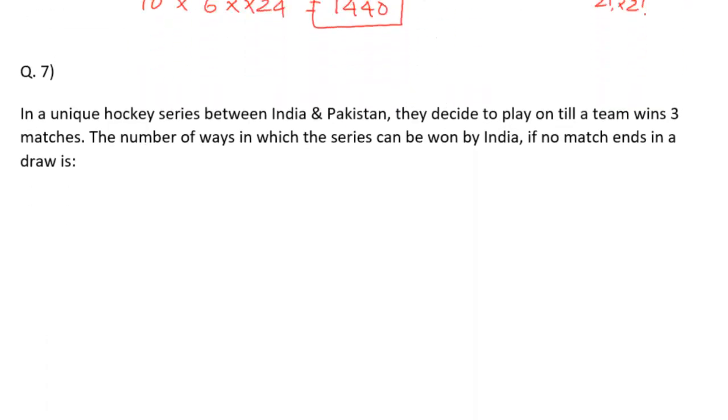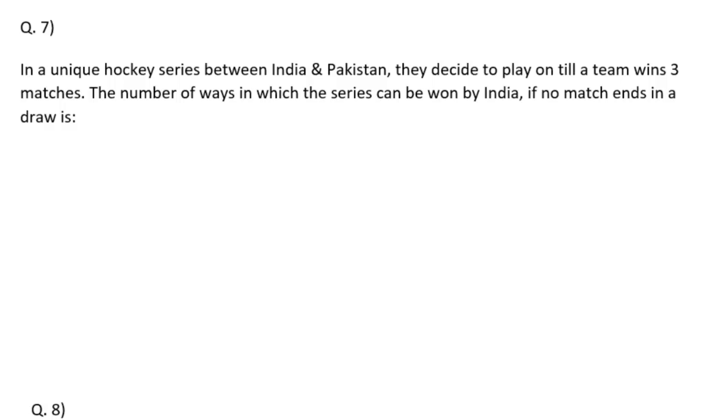Question number 7. Here it says that in a unique hockey series between India and Pakistan, they decided to play on till a team wins 3 matches. The number of ways in which this series can be won by India if no match ends in a draw. So if the series ends when any of the teams, in this case favoring India, wins 3 matches, then the series will be over, right? So the minimum number of matches required is 3 because somebody needs to win 3 matches. Then only the winner can be decided, right?